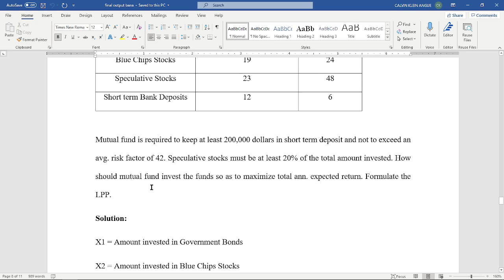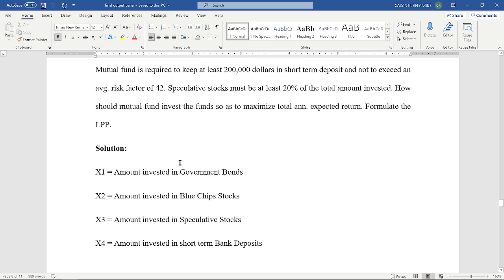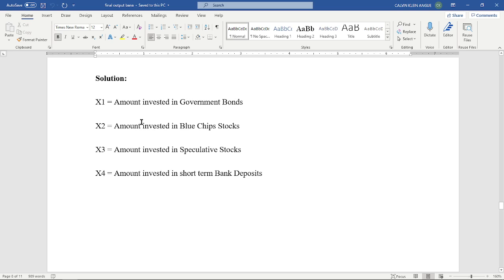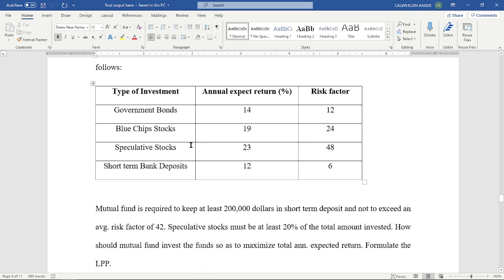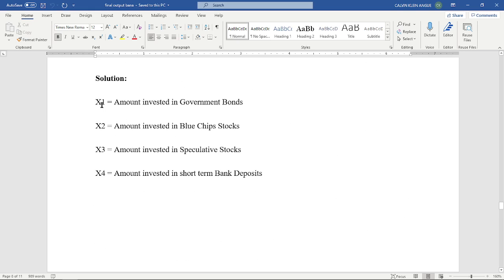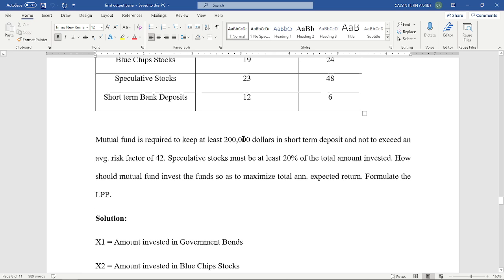How should the mutual fund invest the funds so as to maximize the total annual expected return? To formulate the linear programming problem, the LPP, our solution: our variable x1 will be the amount invested in government bonds, x2 the amount invested in blue chip stocks, x3 the amount invested in speculative stock, x4 the amount invested in short-term deposit banks.